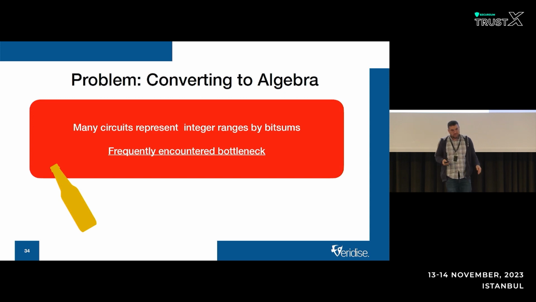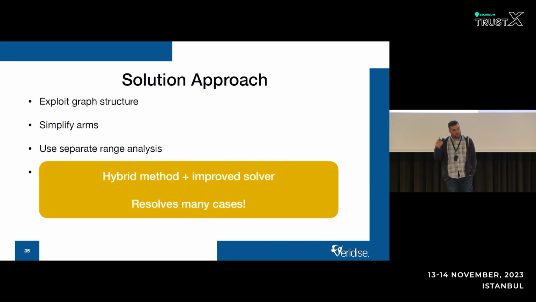So what we do is, you can't just forget about these because these range constraints do appear a lot in circuits, right? Whenever you have range constraints or inequalities, you are bound to have bit sums. So that's the main bottleneck. But what you can do is exploit the graph structure. You can simplify the arms, treat them as range constraints rather than feeding them directly into the SMT solver, and you can use a separate range analysis on them. You can combine this with the hybrid method that I mentioned before of using static analysis. And like that, you can push the number of cases that you can resolve by quite a lot.